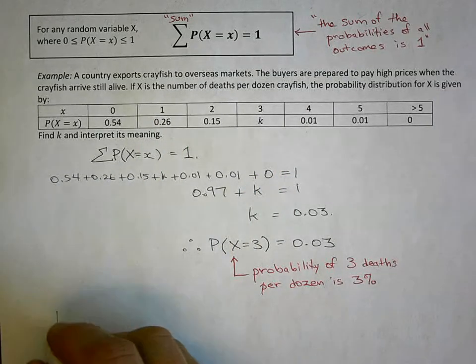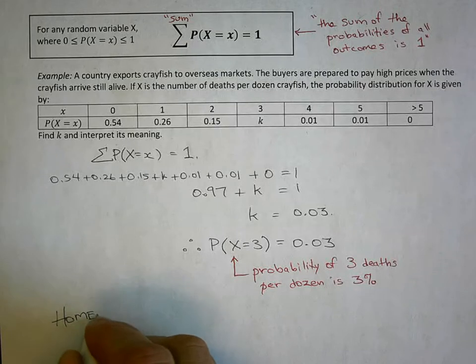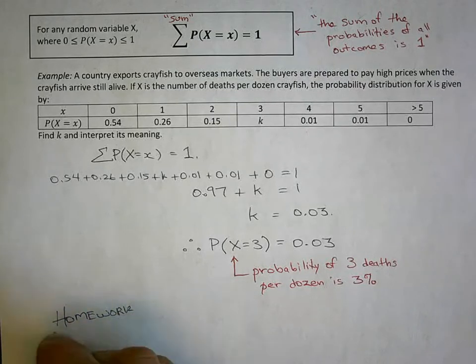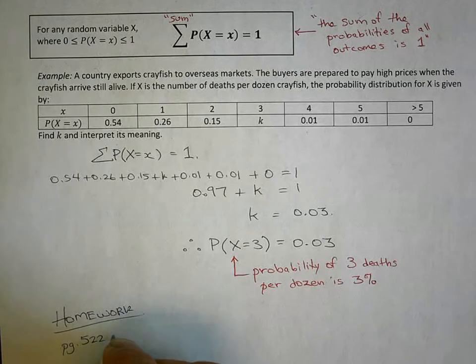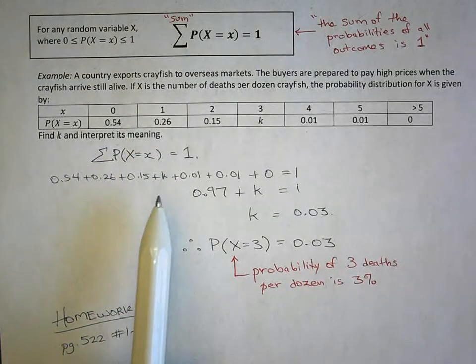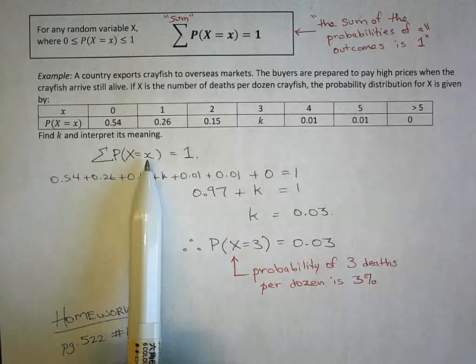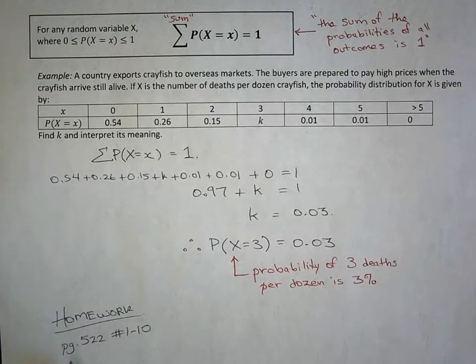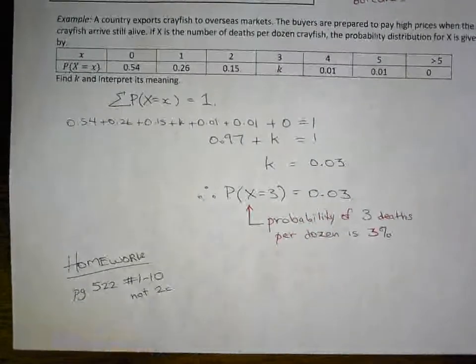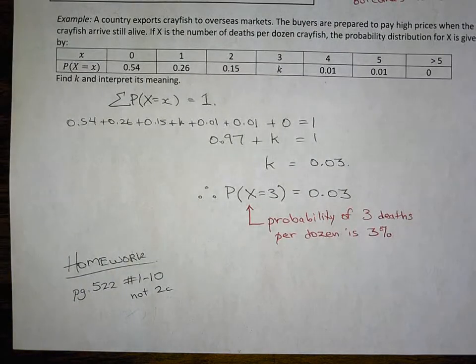So your homework for this section, this is our first lesson in this section, so we haven't done too much, but you are going to have to use this property that we learned, the summation of all the probabilities. So you're going to do page 522, number 1 to 10. Do not do number 2C. I forget why. I think it's a pain. It's way too much work. Good luck with that, and we'll see you next time.